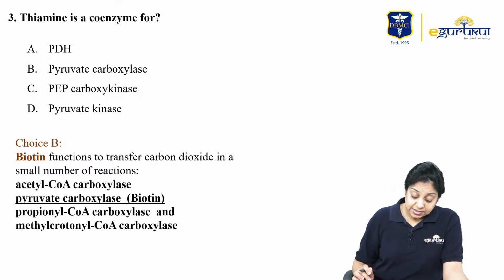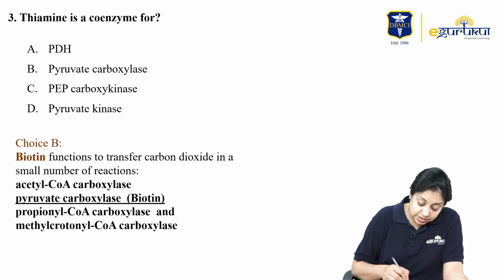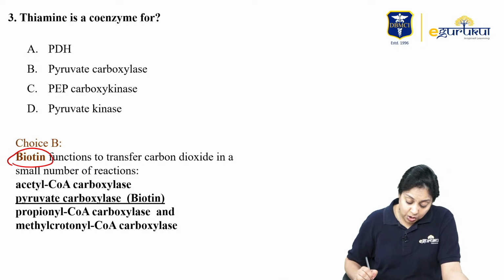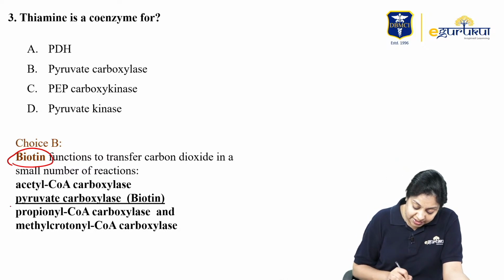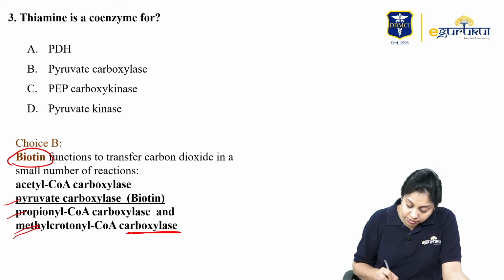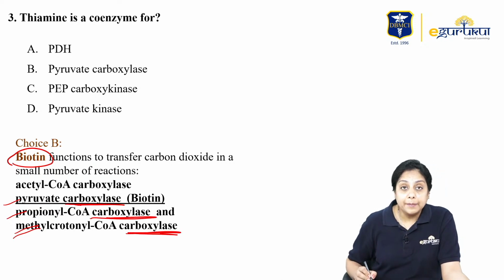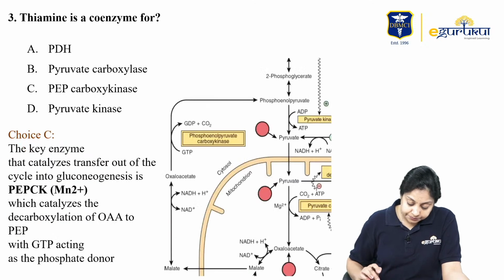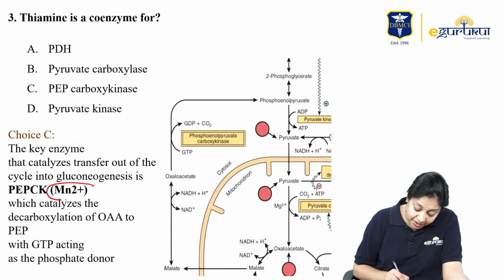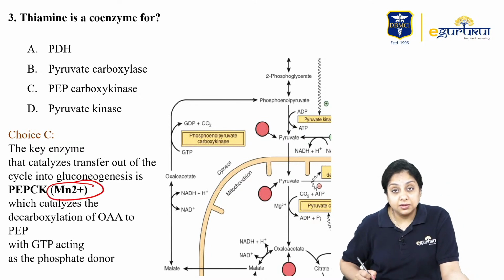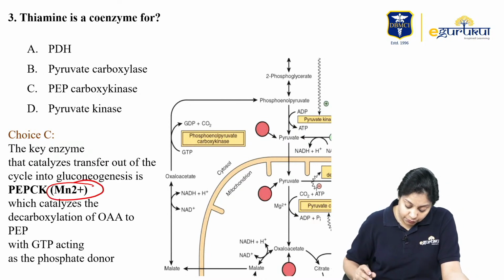Pyruvate carboxylase, B. Why is it not the choice? This requires biotin as a cofactor, right? All the carboxylases, be it pyruvate carboxylase, propionyl coenzyme A carboxylase, or methylcrotonyl coenzyme A carboxylase, what do they have in common? The carboxylases require biotin. Okay. Choice C, PEPCK, what does it require? PEPCK requires manganese ion, right? So it is not the choice for us also.